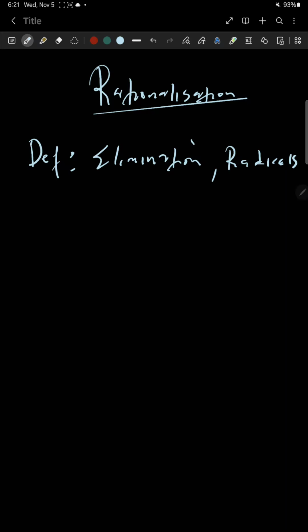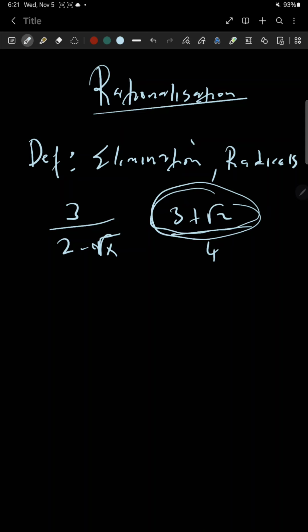And by radicals, we mean square roots, cube roots, etc. That is to rationalize. It means you eliminate square roots, and usually this is given in terms of a fraction. For example, you'll be given 3 over maybe 2 minus the square root of x. Then they tell you to rationalize. What are you rationalizing here? You're rationalizing the denominator. So what does this imply? It implies remove the square root on the denominator. If it is like this, 3 plus the square root of 2 over 4, and they tell you to rationalize, it means they mean rationalize the numerator part.